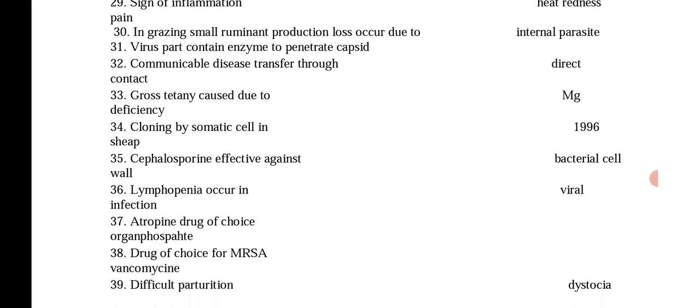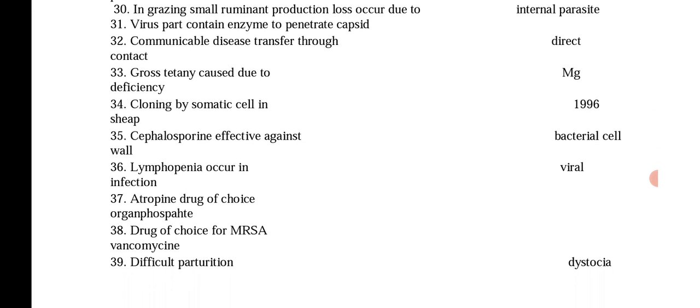Cloning of somatic cell in sheep was in 1996. The first successful attempt of cloning of somatic cell was in 1996 and the sheep name was Dolly.